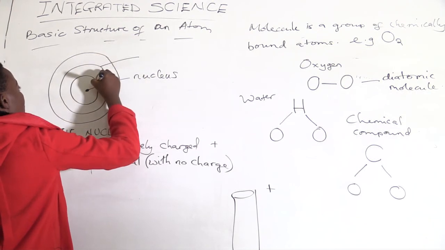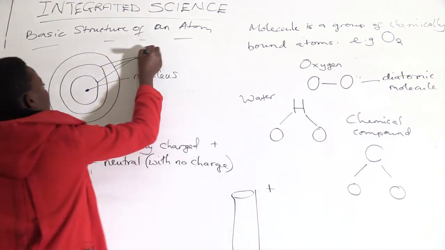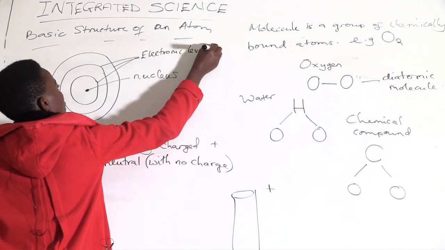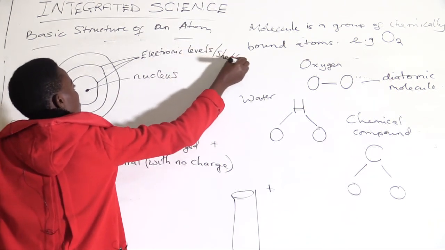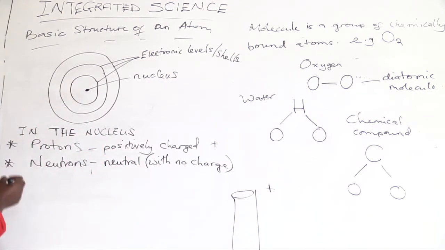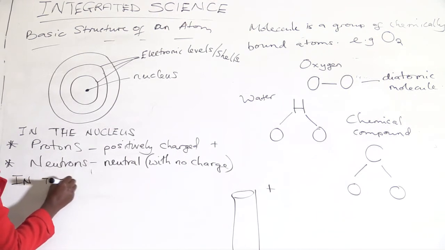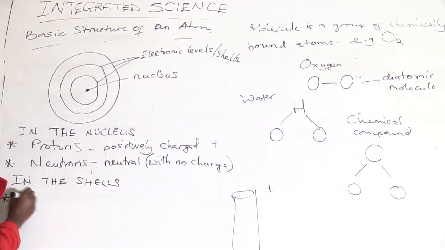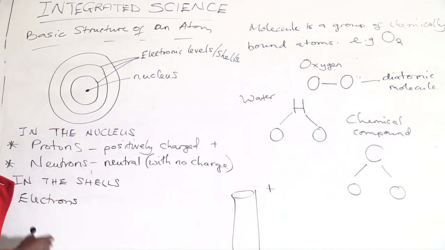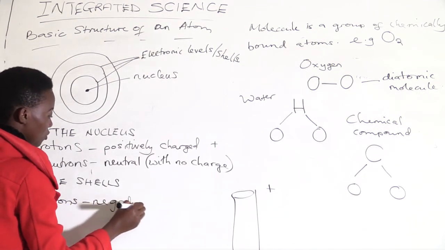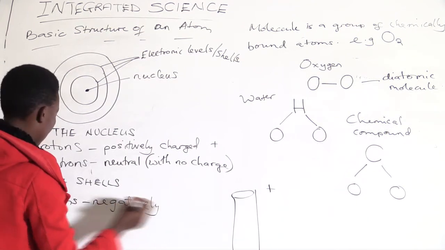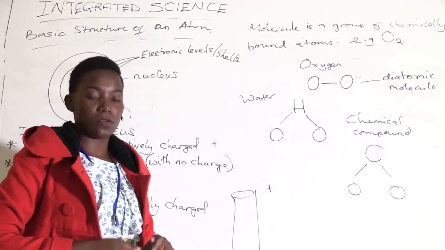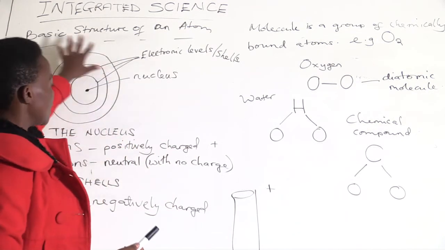Okay, and these are the electronic levels or the shells. So in the shells we find electrons. And electrons are negatively charged subatomic particles. When I say subatomic, I simply mean that these are the contents of an atom.